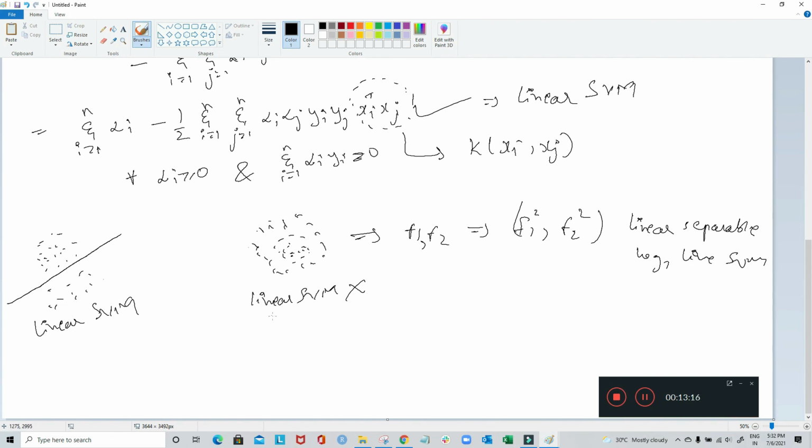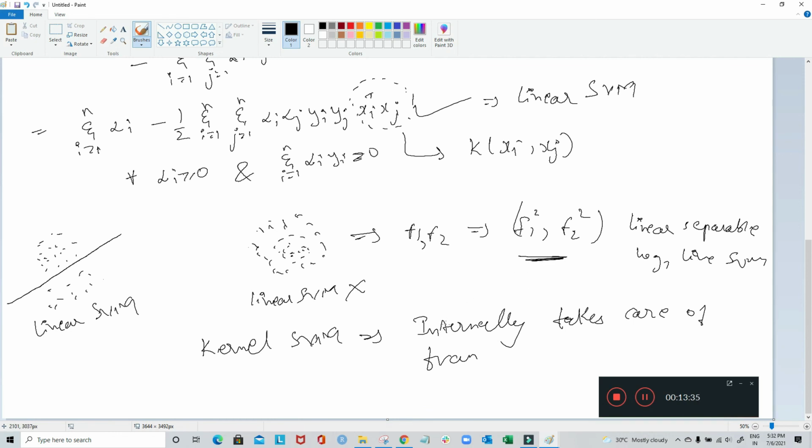But what my kernel SVM does is, it internally takes care of the transformation. Like the transformation being applied here will be taken care of internally. So that is the main distinct feature of our kernel SVMs.